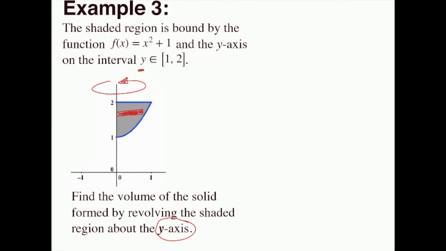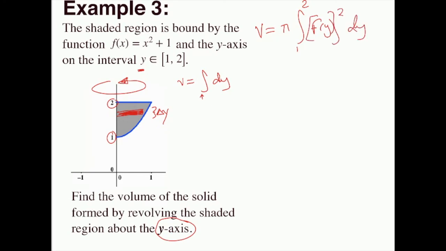When we do that, we see that the width of this rectangle is delta y. And if we're dealing with delta y, that means our volume should be the integral with a dy, which means that our bounds for the integral should come from the y-axis. We see it goes from 1 to 2. So we can write our formula as volume equals pi, from 1 to 2, we need a function of y squared dy.